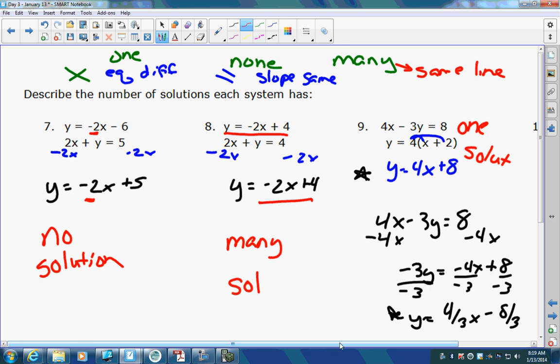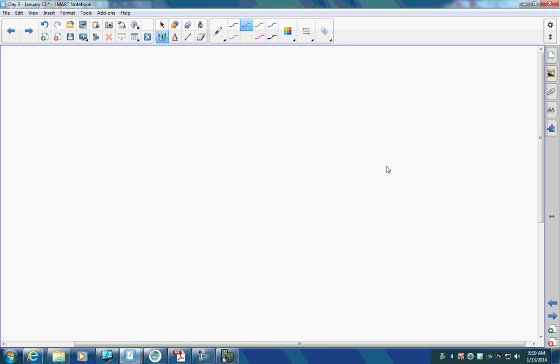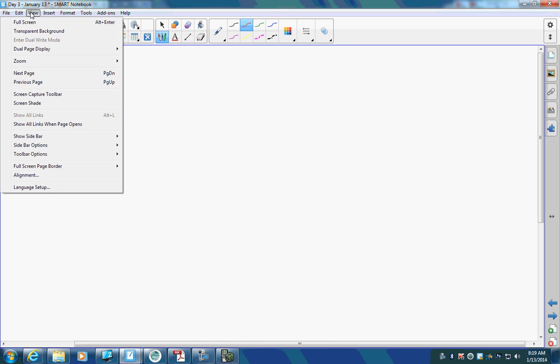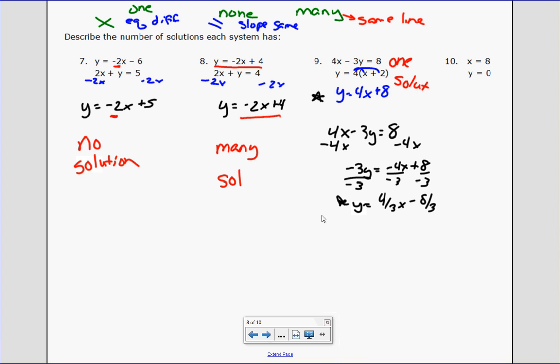The very last one that was on your paper, and it just went away, so let me try one more time, is this one. It tells you x equals 8 and y equals 0. Well, x equals 8 is right here, up and down. Y equals 0 goes across here. They cross in one spot. This one will be one solution.